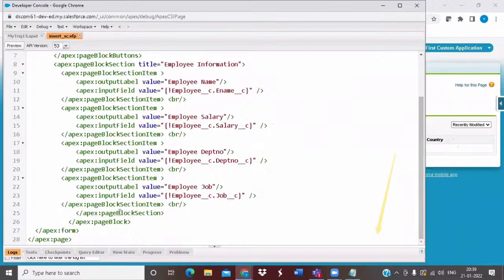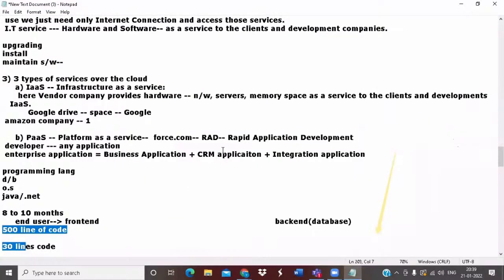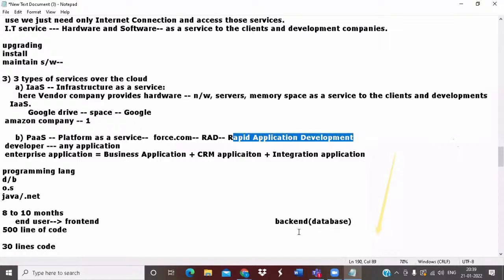Only 28 lines. That is why even people who don't know programming can easily understand Salesforce. That is the reason we can develop applications very quickly. That is the reason it is called RAD. RAD stands for Rapid Application Development.